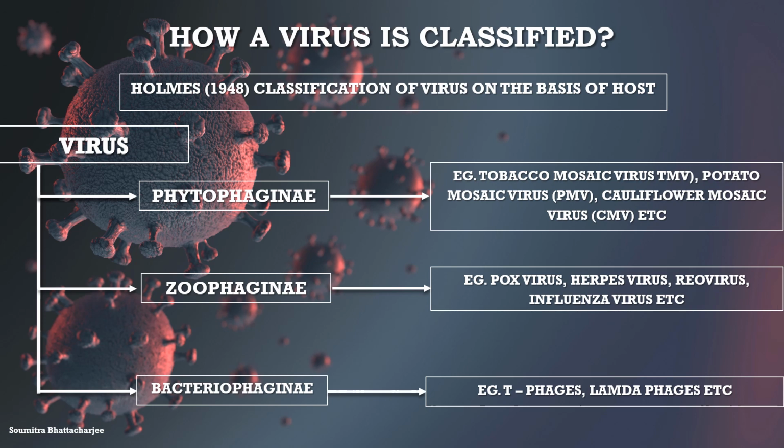There can be a few other viruses which attack a bacterial cell. We refer to them as the bacteriophaginae. For example, T phages, lambda phages, etc. They can consist of either DNA or RNA as genetic material.